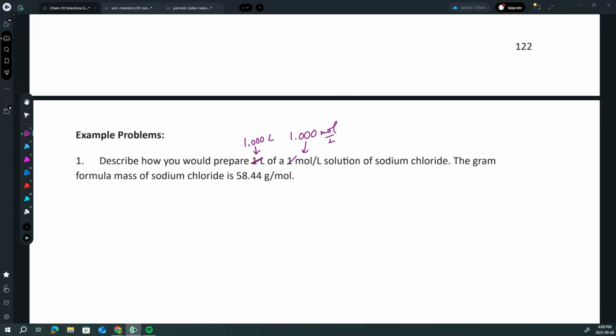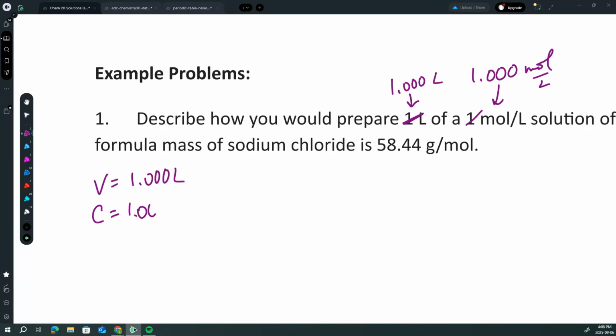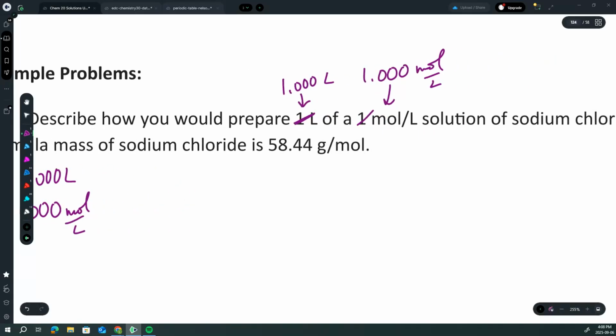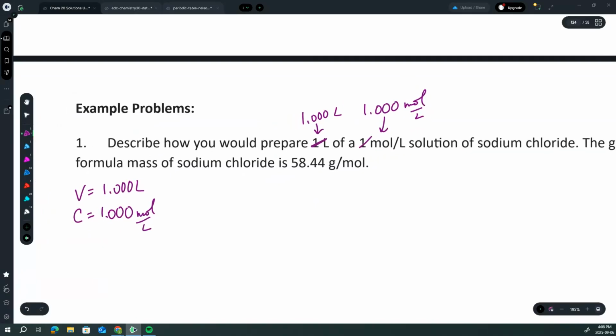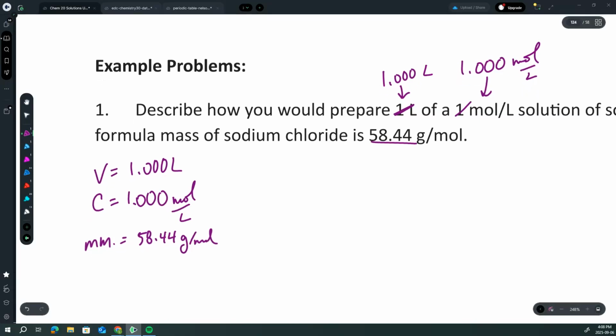All right. So make sure you make those adjustments so your final answer makes sense. Let's create a list of givens here. We have our volume as 1 liter, our concentration also as 1, but this time it's mole per liter, and we're given our molar mass, that's 58.44, and that's grams per mole.